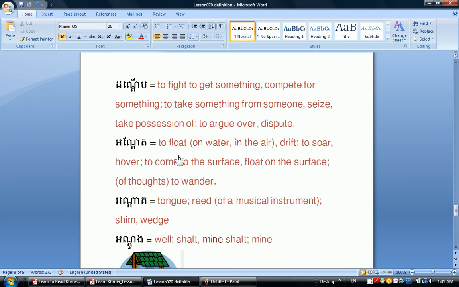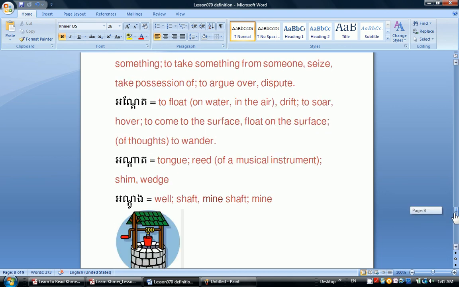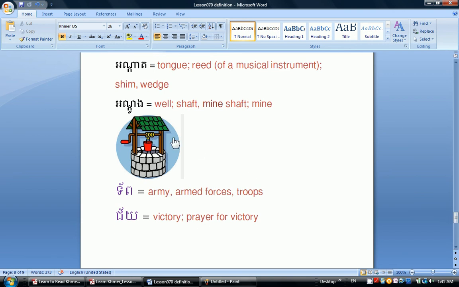Undite means to float on water or in the air, to drift, to soar, to hover, to come to the surface, to float on the surface, or of thoughts to wander. Undat is a tongue, a reed of a musical instrument, a sim, or veg. Undong is a well, a shaft, a mine shaft, or mine.